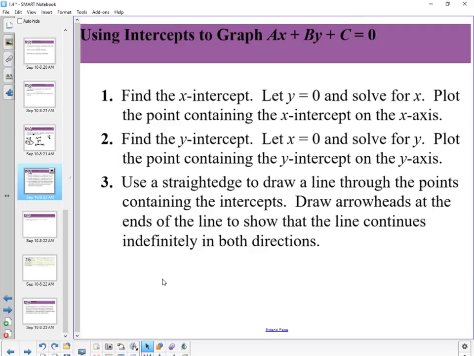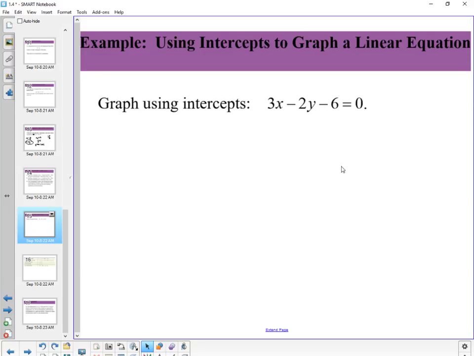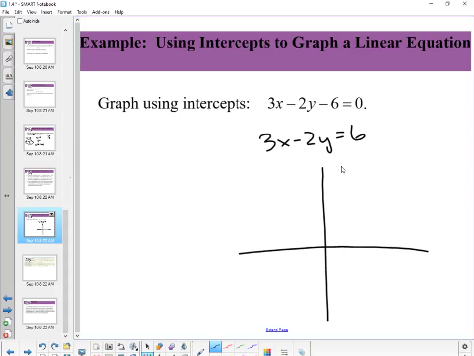All right, using the intercepts to graph. I'm not a big fan of this general form. I'm not sure why they're doing it this way. You want to make sure it's in standard form, which is going to be 3x minus 2y is equal to 6. And if you haven't used the intercept method to graph, you've been missing out.